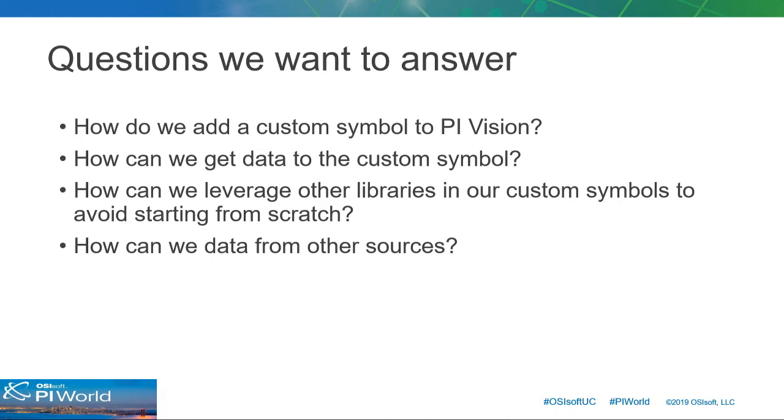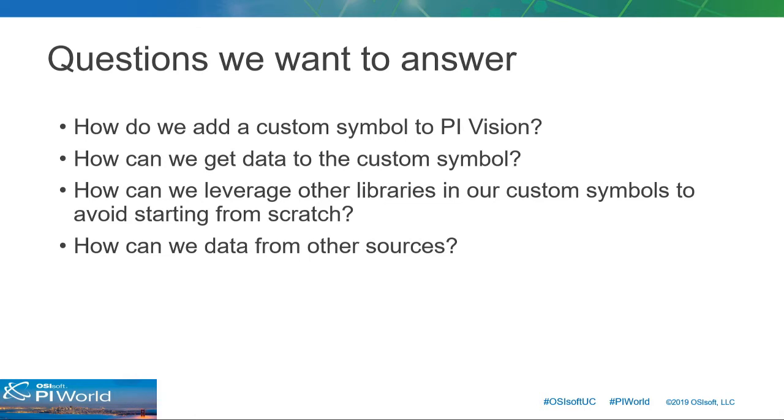There are online classes out on PI Square for all of you users who want to take this a little bit further. This is going to rehash a fair bit of the material from that. But the questions we're planning on answering today are: how do we add a custom symbol in general to PI Vision? How do we get data into that custom symbol? How can we leverage other libraries, so think Highcharts, D3, Angular, or amCharts libraries, to avoid basically starting from scratch every time?